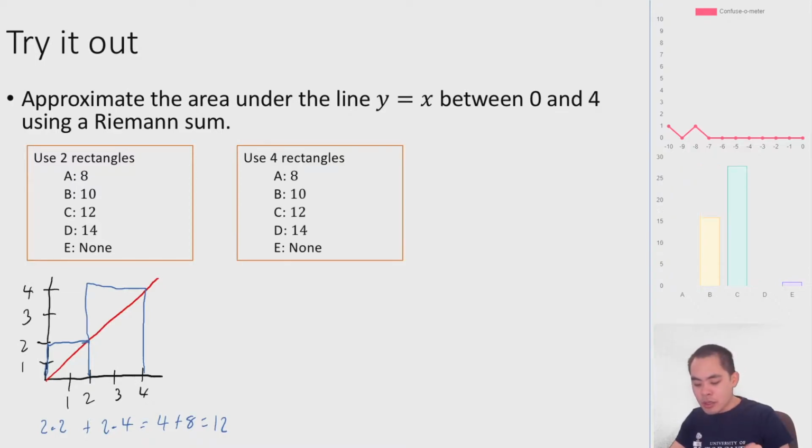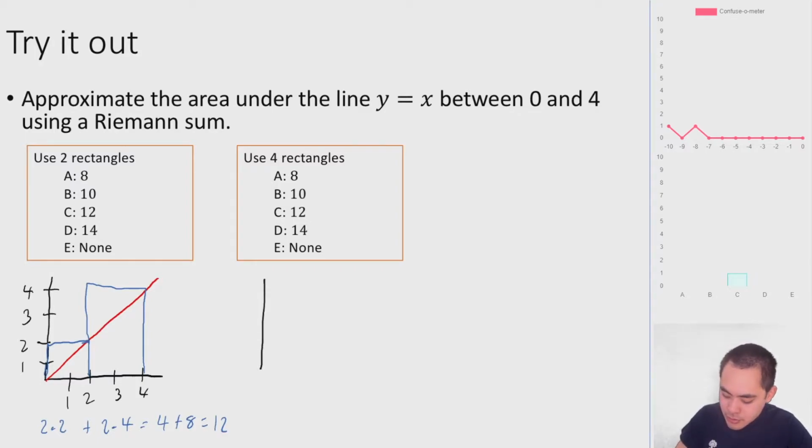Okay, so now let me ask you to do it with 4 rectangles, and let's see what you get. Before that, let me reset this. And then I'm going to have 4 rectangles. So, well, we can do the same thing over again. So let me try to draw it better this time. 1, 2, 3, 4. 1, 2, 3, 4. And the line goes up at 1, 2, 3, 4.